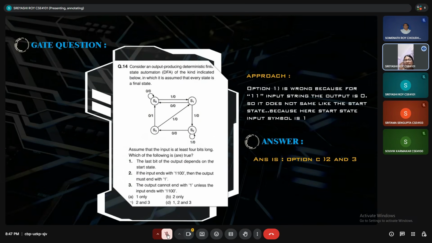The statement 1 says the last bit of output depends on the start state. This is false. If the machine receives a long string of ones, it will always end up in the state S2 and output as 0. So that is that.